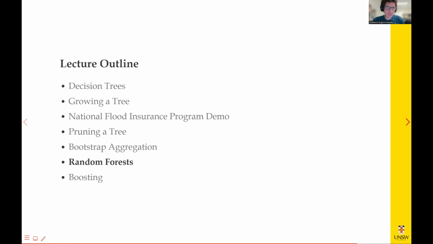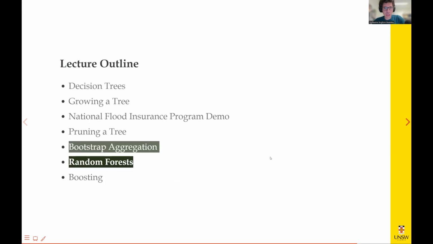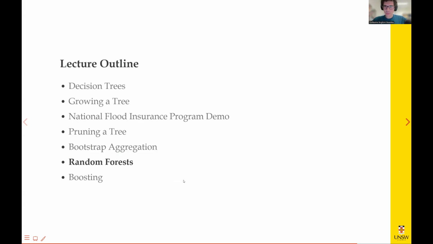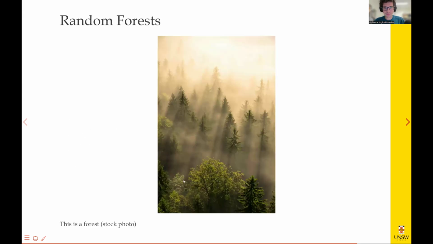But then boosting is a pretty different idea. So in your mind, you should have that bootstrap aggregation and random forest are not necessarily similar in the results they yield, but conceptually similar. Boosting is a different idea. But now, first things first, random forests.